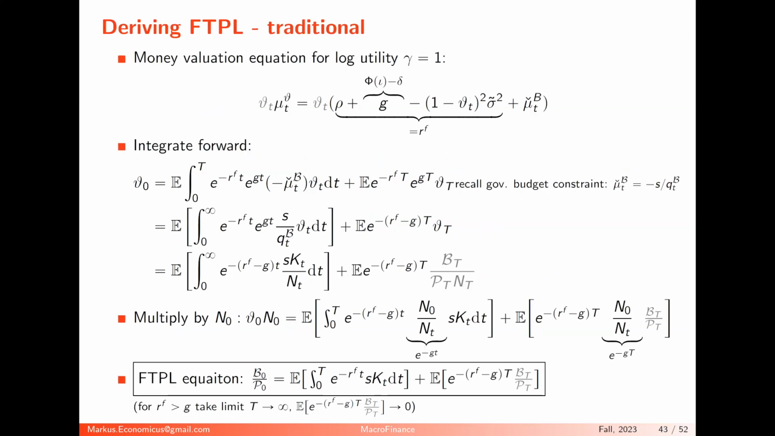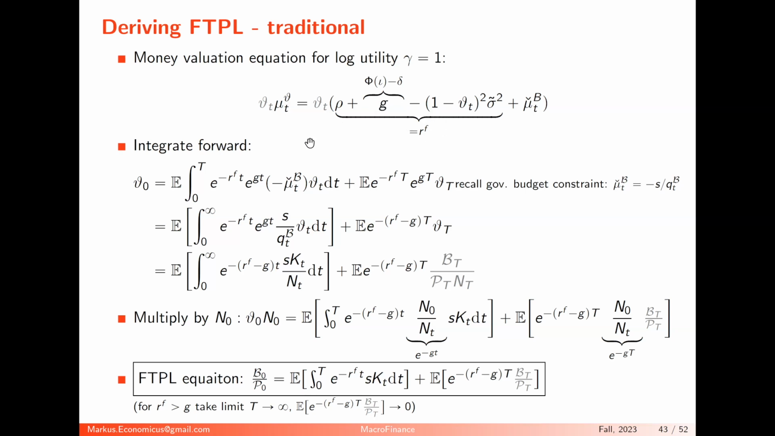Now, I can use my money valuation equation. All what I do here is just multiply by this theta, so I get the arithmetic drift. And that was my money valuation equation. I notice that this guy here is my risk-free rate. Remember, for log utility, rho plus the growth rate, that's this guy here, minus the precautionary savings term is my risk-free rate. We had this many times.